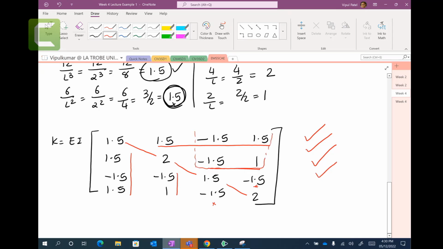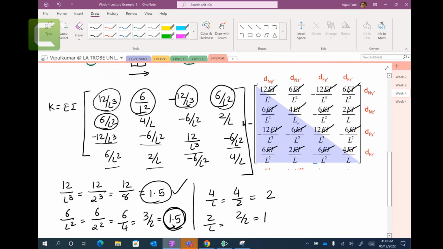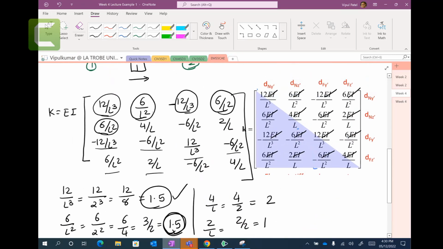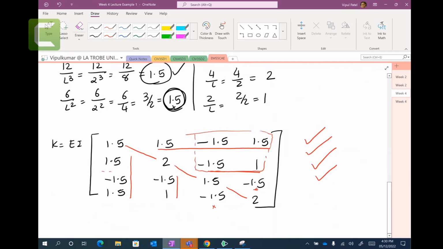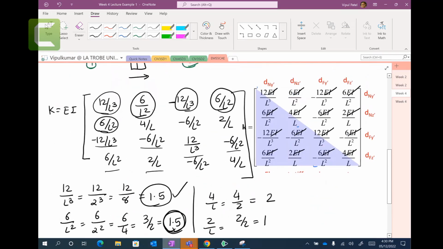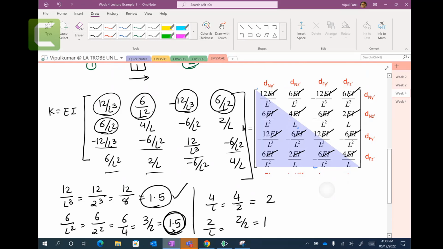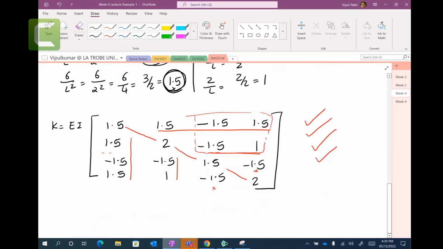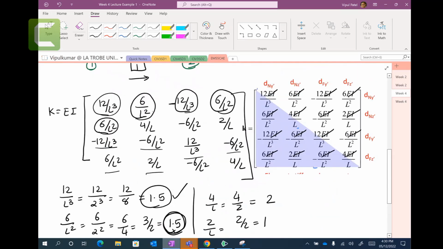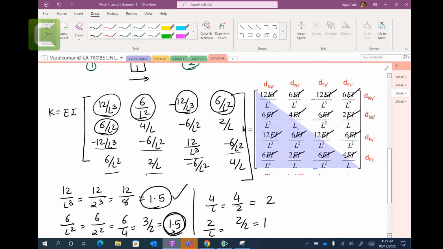This one here, I think somewhere something is wrong. There would be a minus sign in here. Let me check my book.